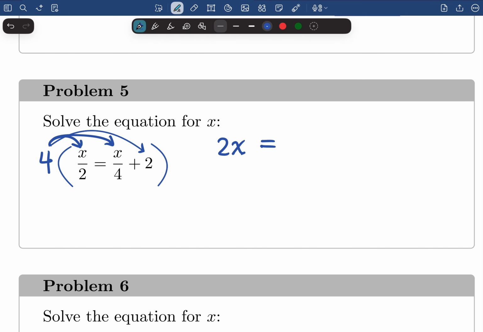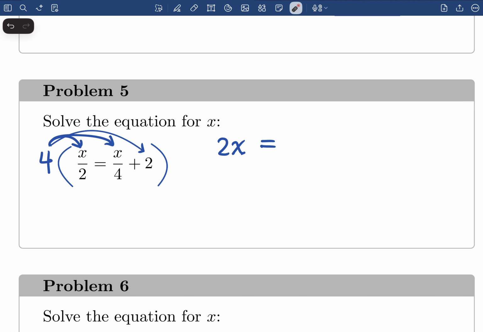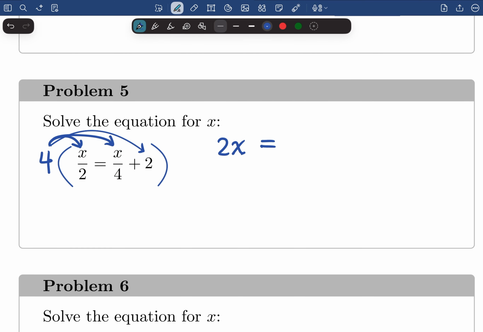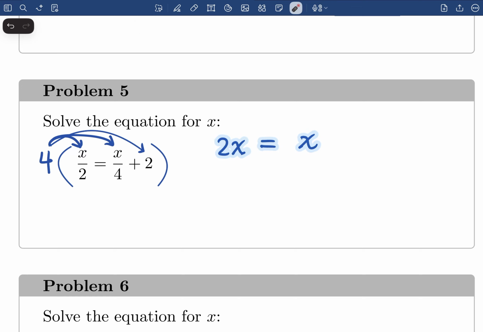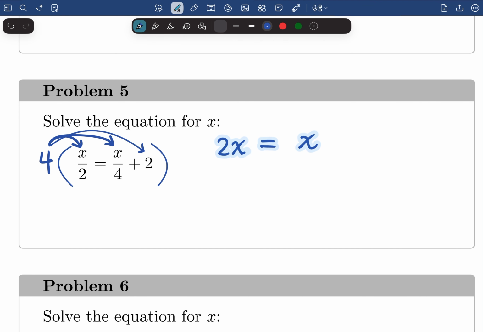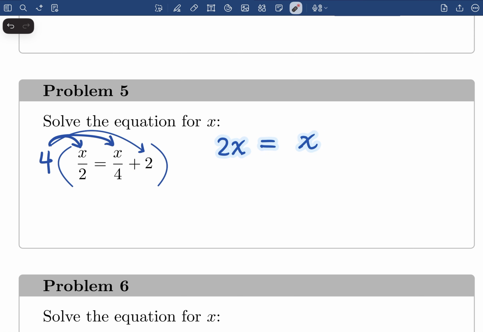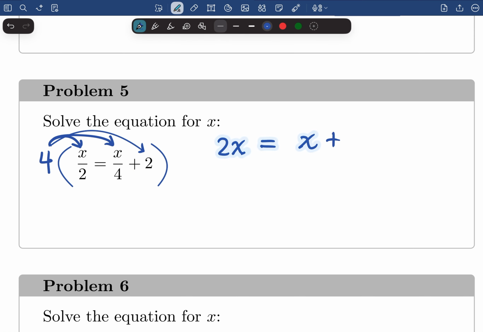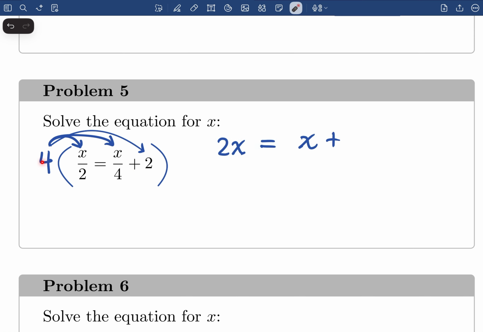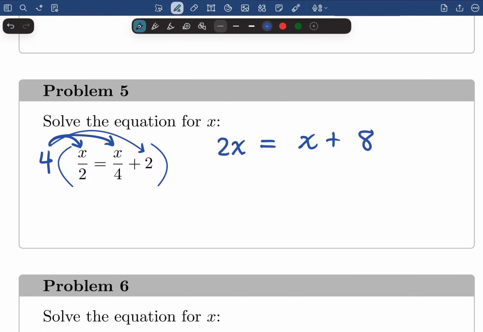Now moving on to the next piece, I have 4 divided by 4, which is 1, and I multiply 1 with x, so 1 times x is just x. And then finishing, I have an addition symbol, so I'm going to add plus. And now I take 4 and I multiply it with 2 and I get 8. And now I have written an equivalent equation that doesn't have any fractions.